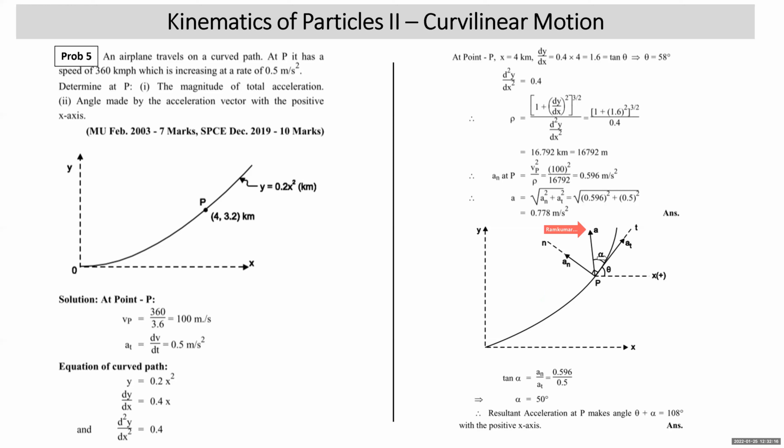I am assuming that alpha is the angle which the resultant acceleration is making with the direction of tangent. Now, what will be tan alpha? An upon At. Substitute the value of An 0.596 and At value. You get alpha as 50. That means, looking at the diagram, resultant acceleration is making angle theta plus alpha with the x-axis. Theta is 58 degree, alpha is 50. So that means resultant acceleration at point P is making an angle of 108 degree with the positive x-axis.